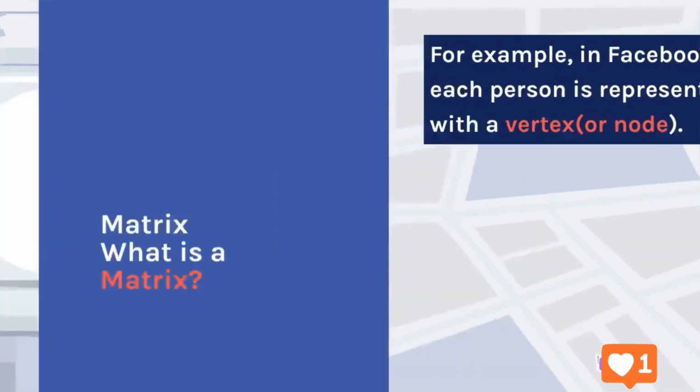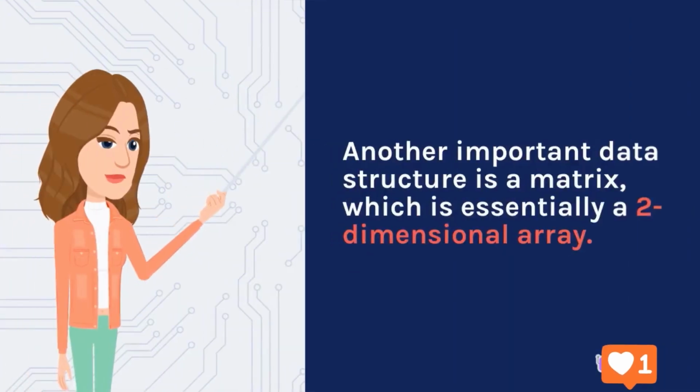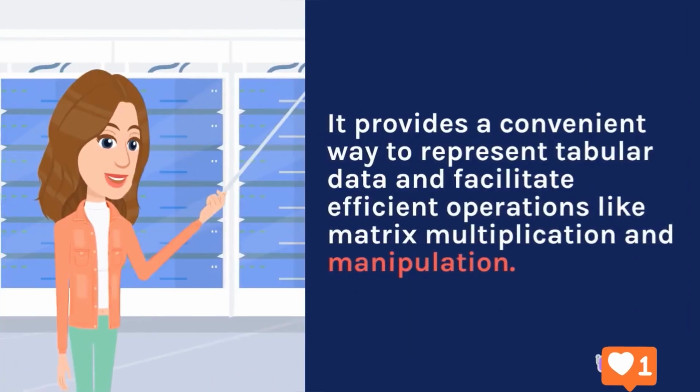Matrix. What is a matrix? Another important data structure is a matrix, which is essentially a two-dimensional array. It provides a convenient way to represent tabular data and facilitate efficient operations like matrix multiplication and manipulation.